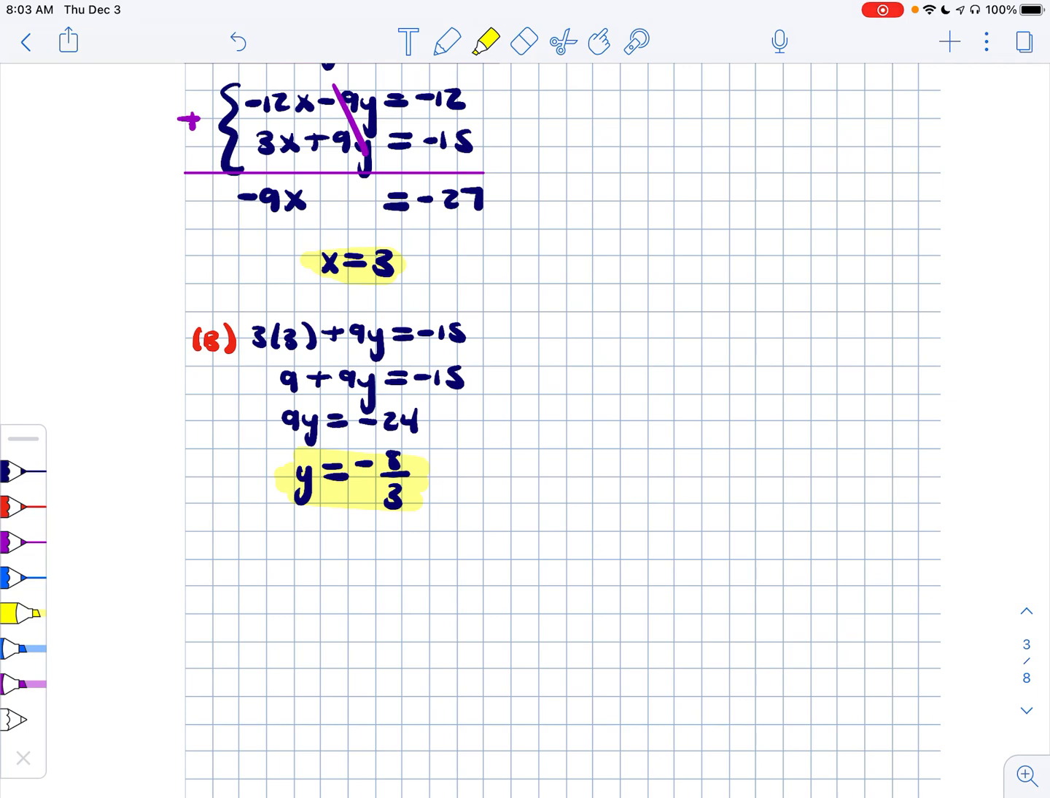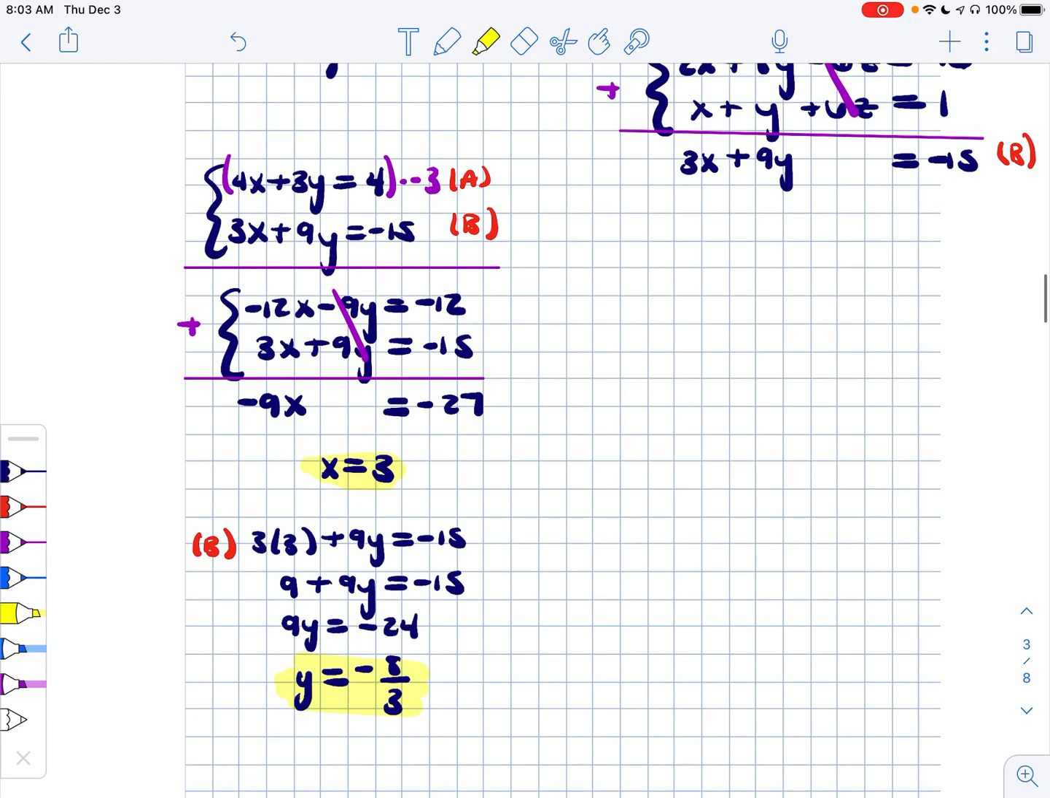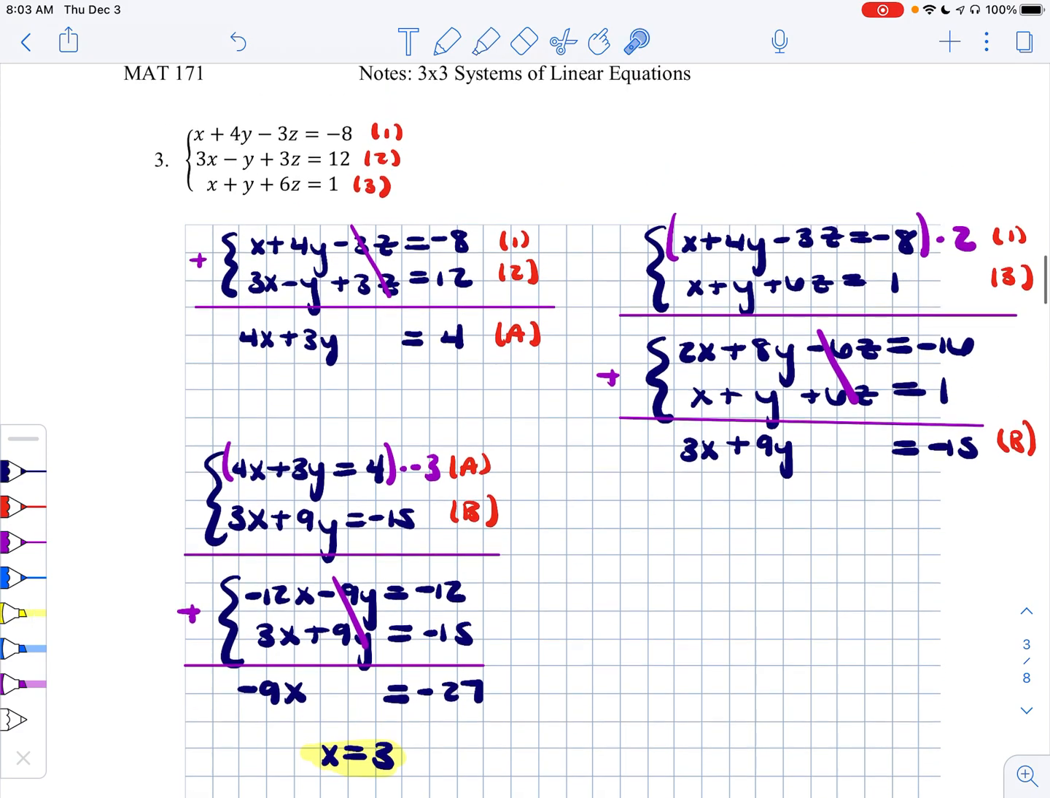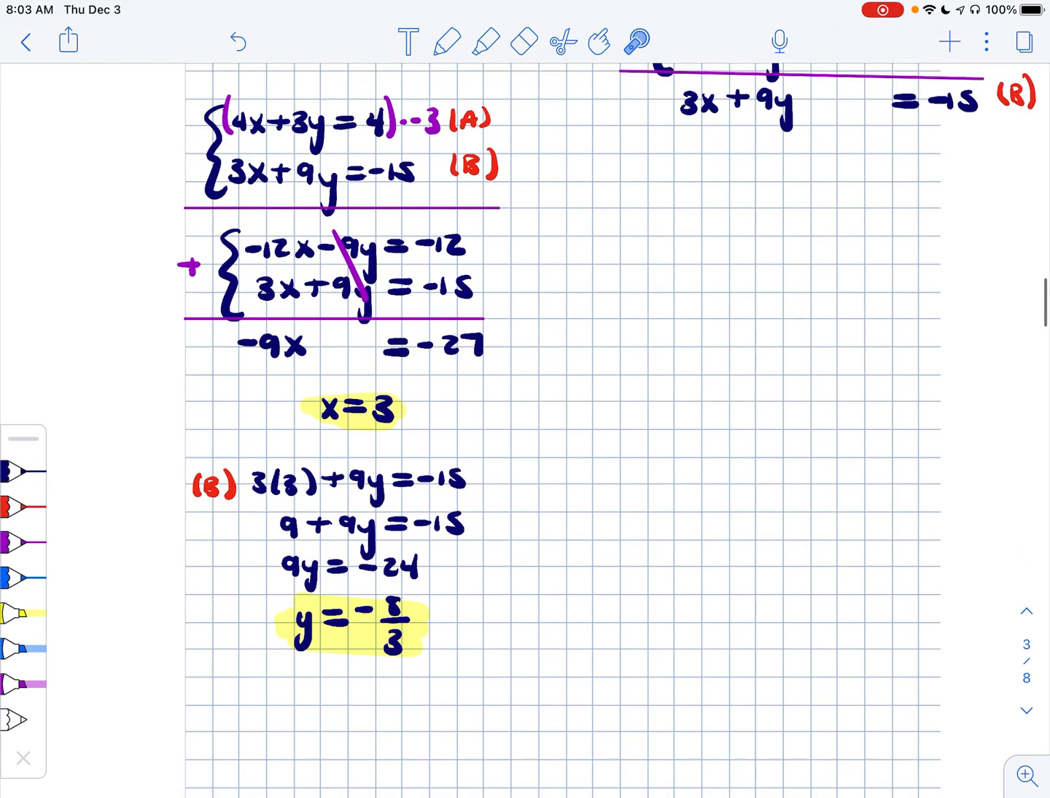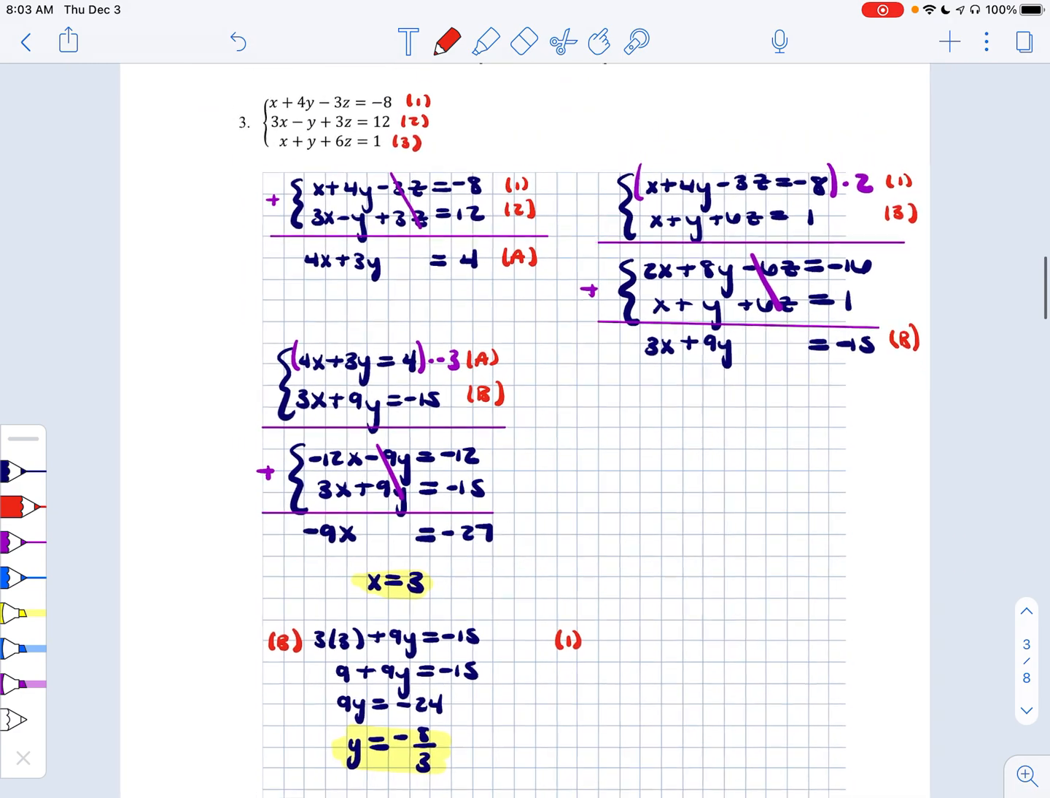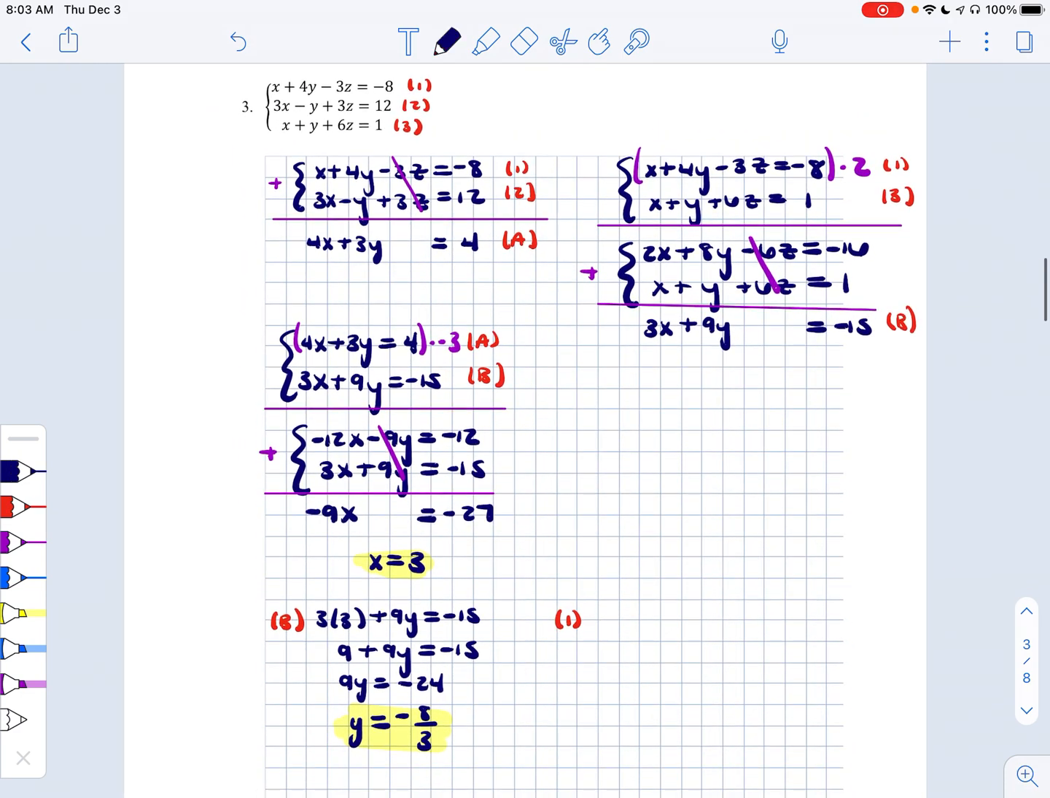All right, and then the last step, now that we've solved for 2 variables, is to go back to one of our original 1, 2, or 3 equations, plug in what we just found for the x and the y, and solve for z. Okay, so I'll just pick equation 1. It doesn't matter which equation you plug it back into, you will get the same answer regardless. Let me shrink that so I can actually see it here.